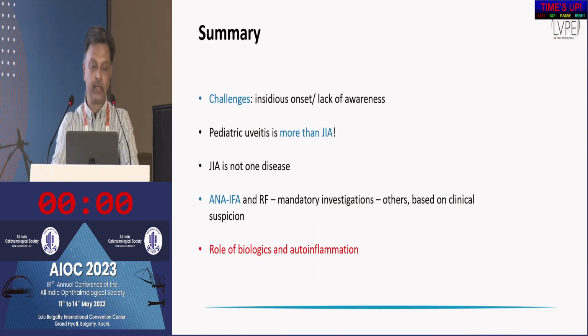So to summarize, there are many challenges in the diagnosis and treatment of pediatric uveitis, the most important of which is insidious onset and the lack of awareness. Pediatric uveitis has a lot of components other than JIA, and JIA itself is not just one disease, but a mix of many different types of diseases. ANA is mandatory in the investigation of pediatric uveitis, and we just discussed the emerging role of biologics and autoinflammation.